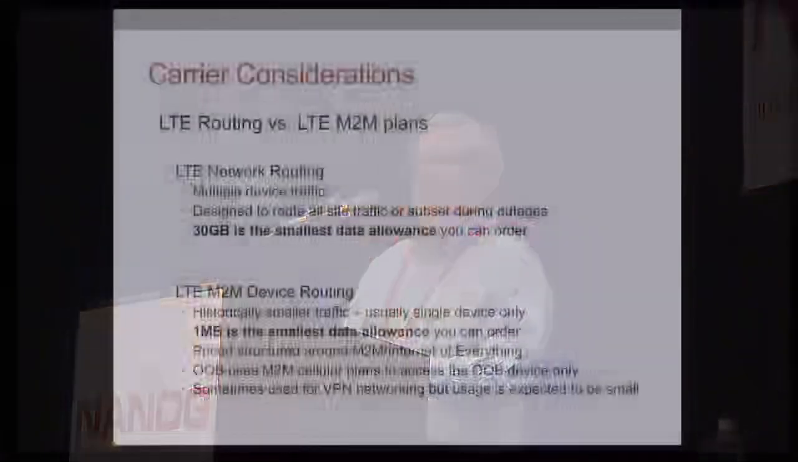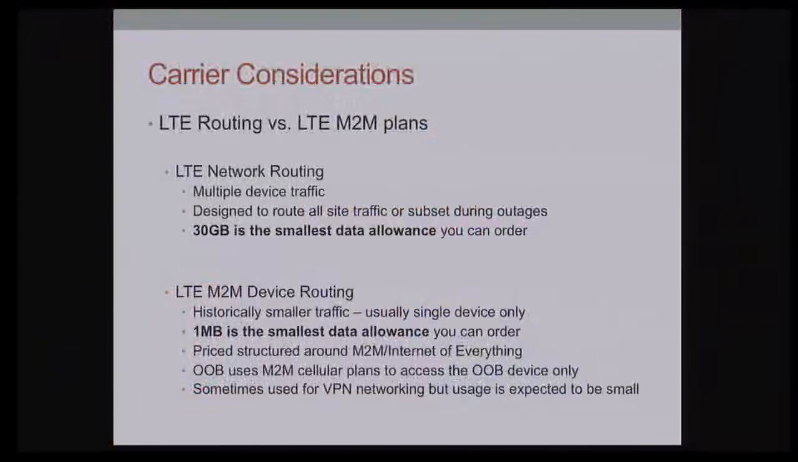When we talk about the plans, they fall into those two categories of the routing and the out of band. For the routing, it's an LTE network routing plan. 30 gigabytes is about the smallest data rate you can commit to. In the out of band arena, it's different. It's a machine to machine plan. They categorize it differently because it's used differently. And 1 meg is where you can start off. So there's a big difference there between those two types of plans.